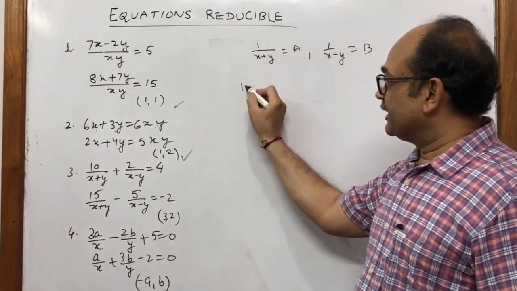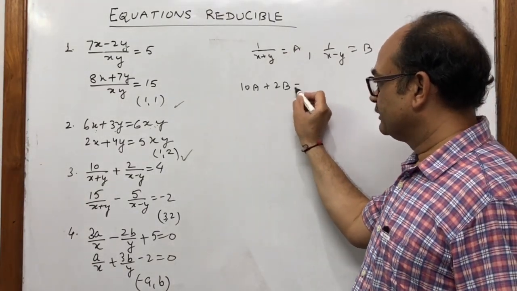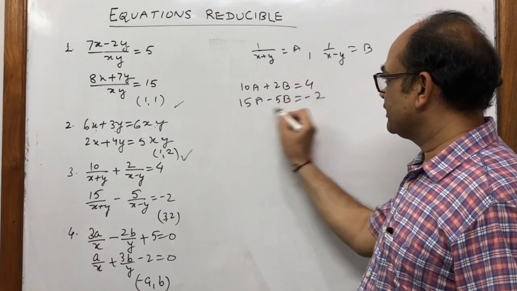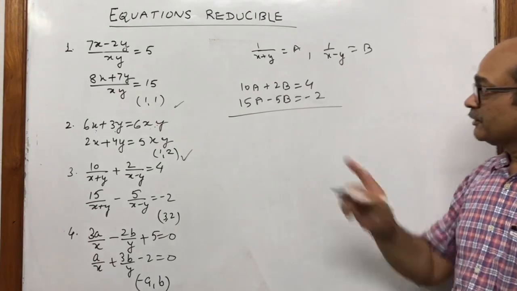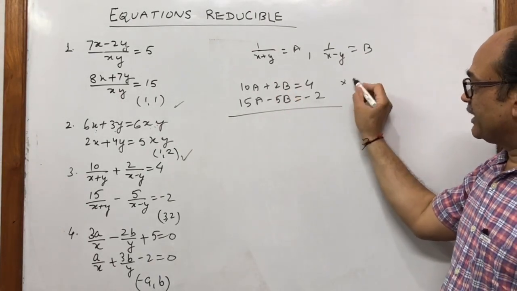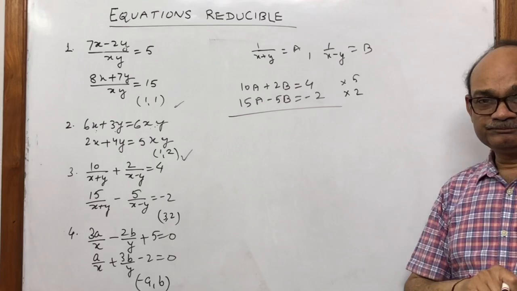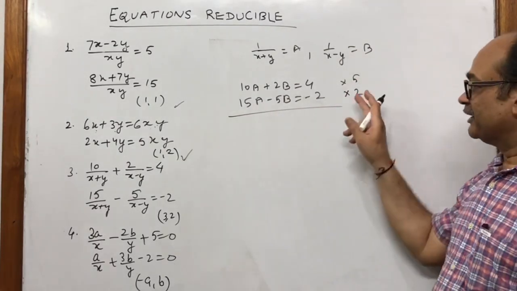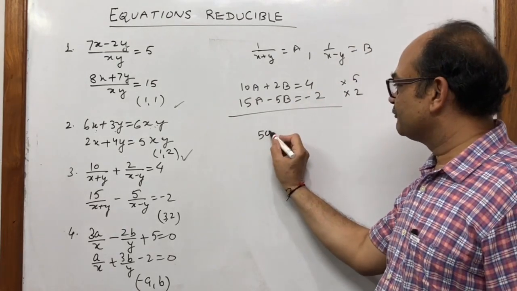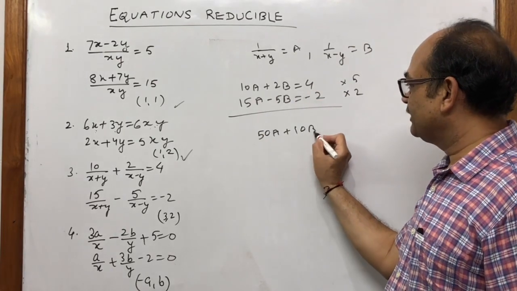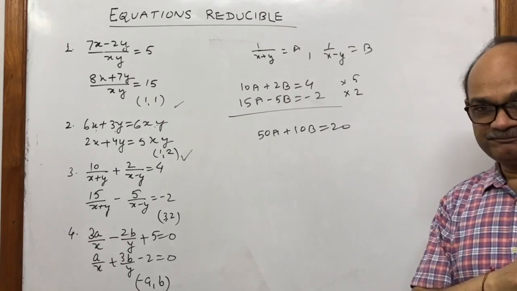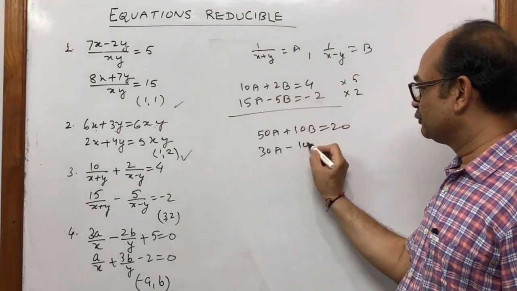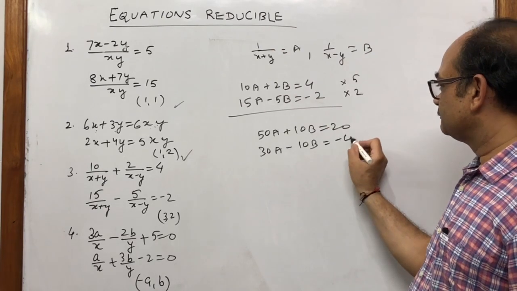Now it is 10a plus 2b equals 4, 15a minus 5b equals minus 2. Very simple. We want to make these two equal. So multiplying by 5, multiplying by 2. Equation number 1 multiplied by 5, equation number 2 multiplied by 2. What are we getting? 50a plus 10b equals 20. Multiplied by 2, 30a minus 10b equals minus 4. Multiply both sides by 2.